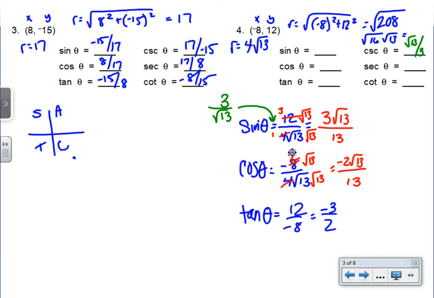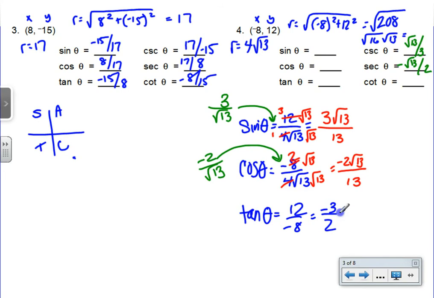Okay, cosine. Think back a few steps. At some point in cosine, I had negative 2 over the square root of 13. So if I flipped that, what would I have? Negative square root of 13 over 2. I think you can't see the side, but it's negative square root of 13 over 2. And then cotangent won't be bad.